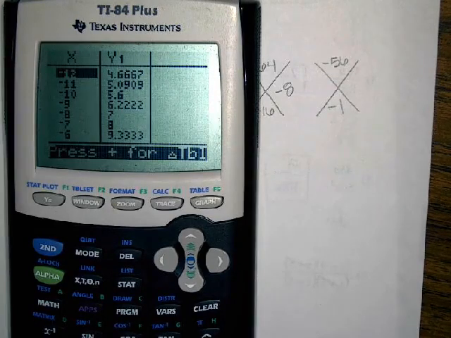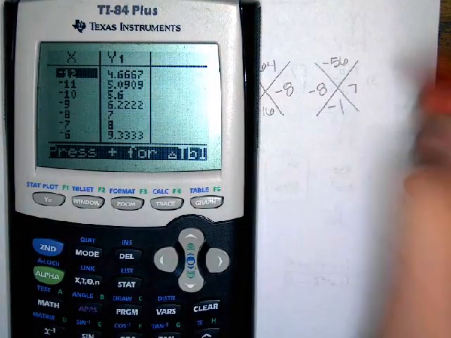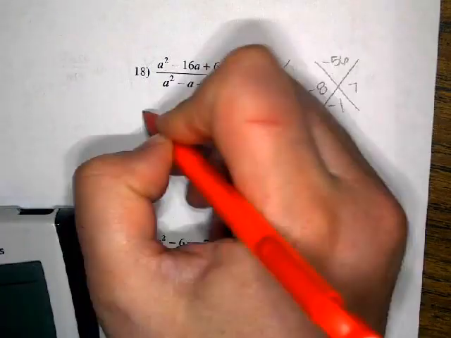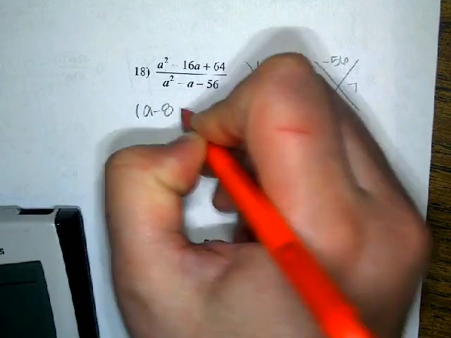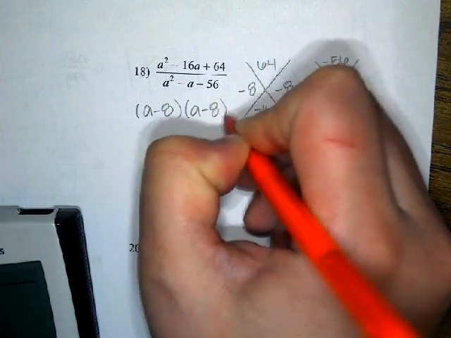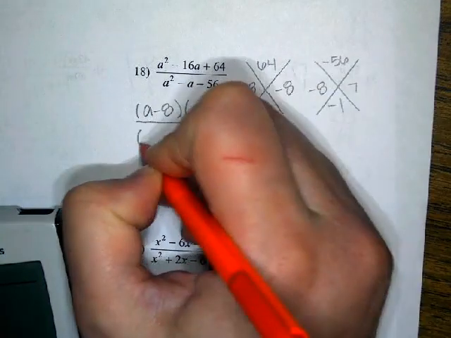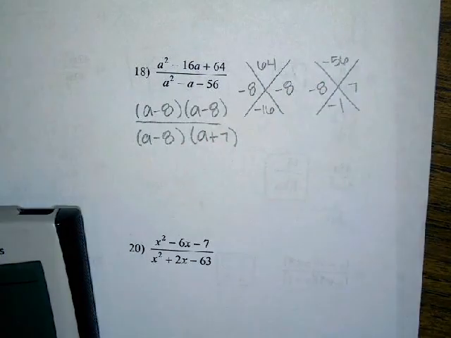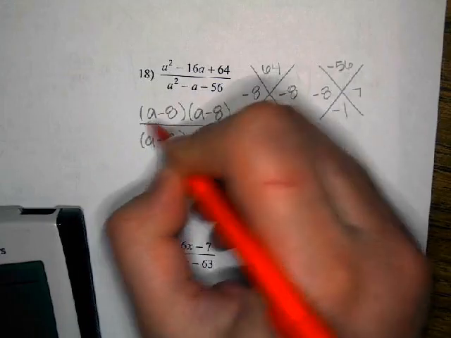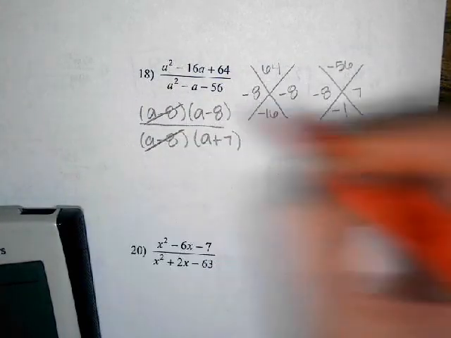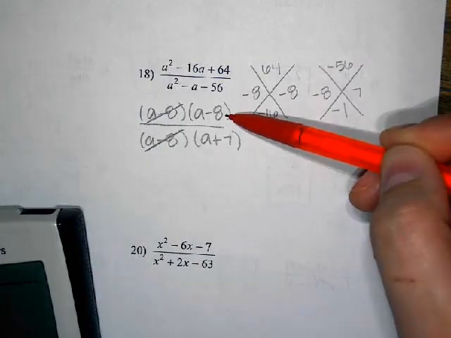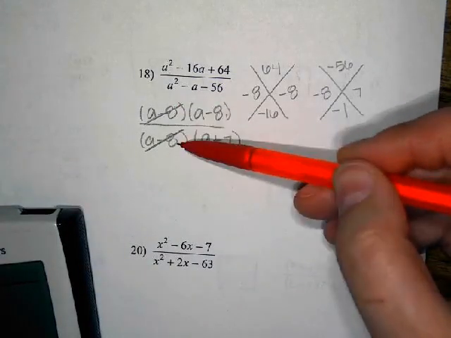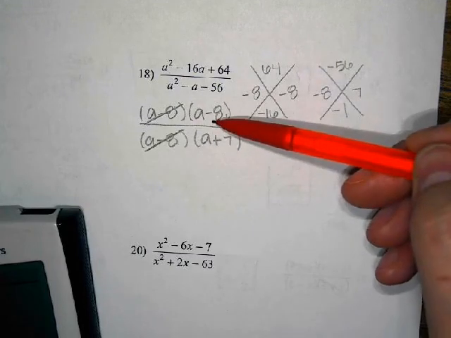Okay, so we're going to have a minus 8, a minus 8, a minus 8, a plus 7. And so what cancels? A minus 8 on the top, a minus 8 on the bottom, and we're going to have a leftover a minus 8 on the top because you can only cancel one at a time. If there were 2 a minus 8s on the top and 2 of them on the bottom, then we could cancel 2. But this way we can only cancel one at a time.